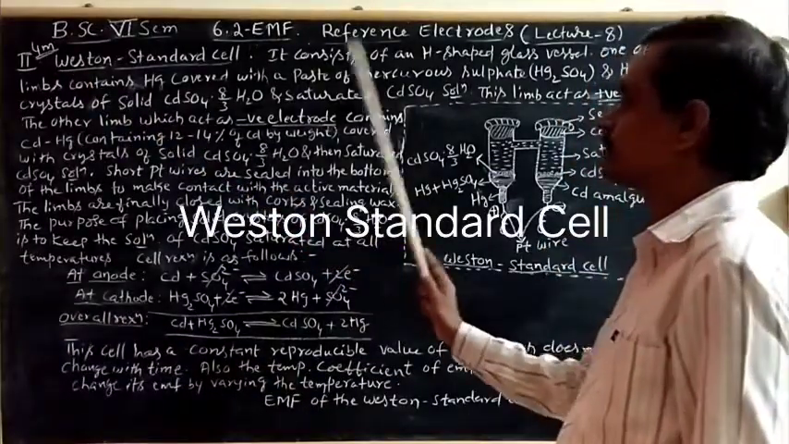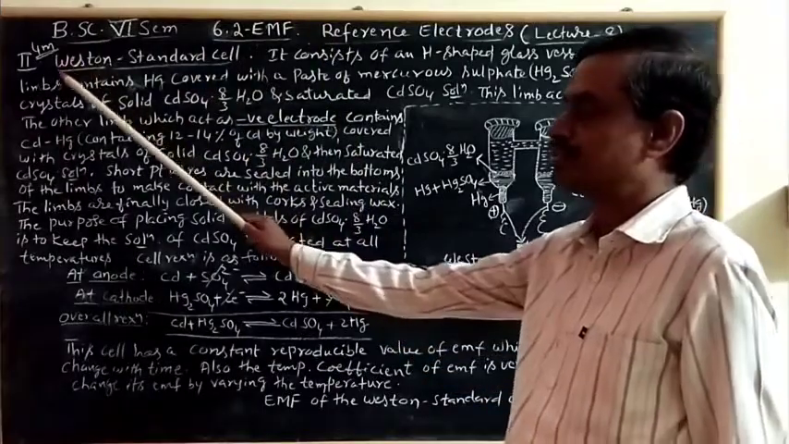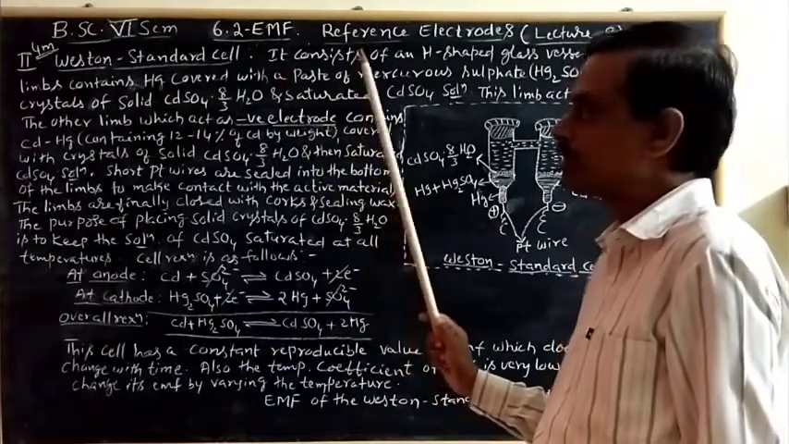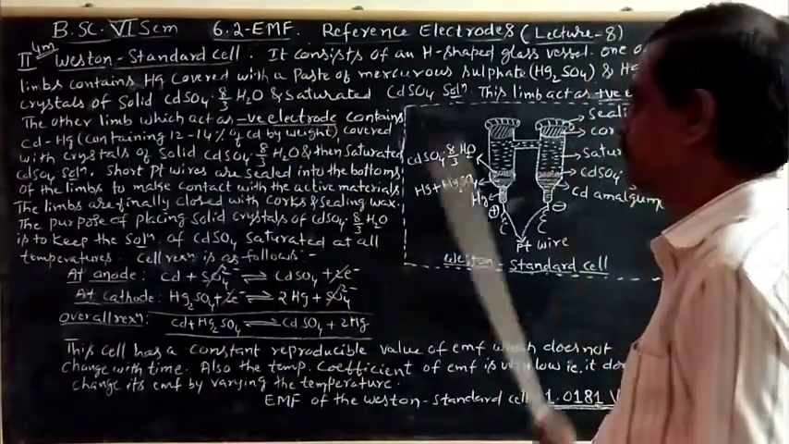Second type of reference electrode is Weston standard cell. They will ask this question in the examination for 4 marks. The question is, write the construction and working of Weston standard cell. You have to write everything including this diagram.